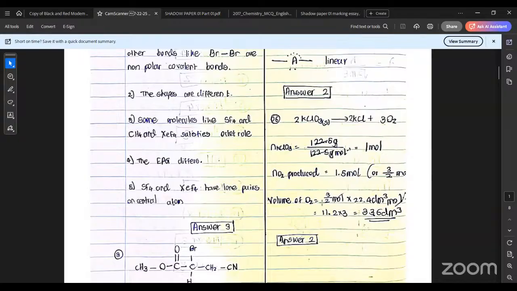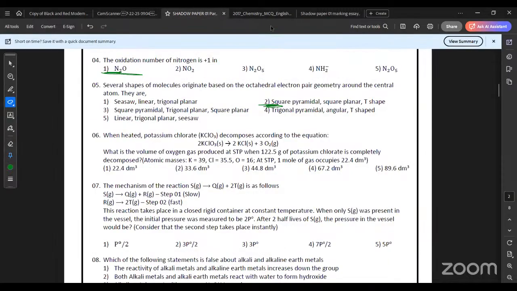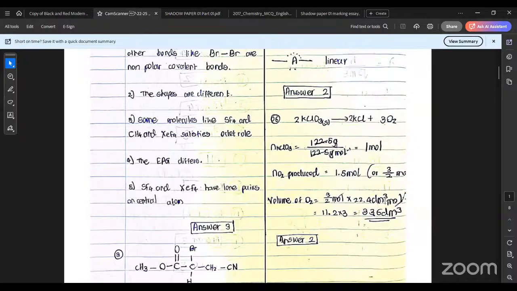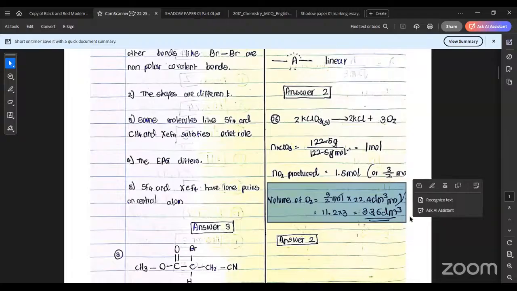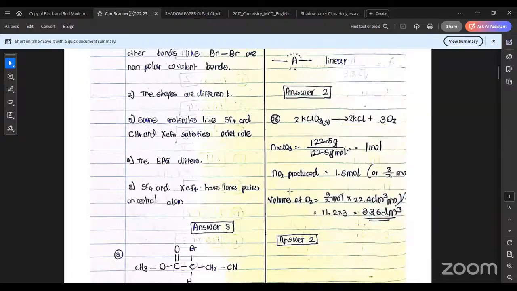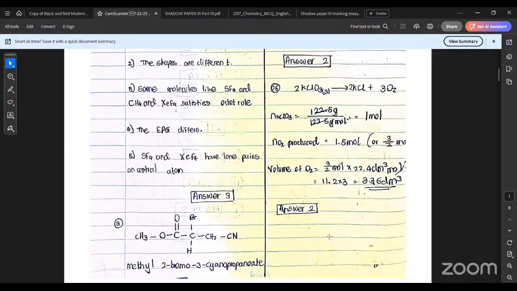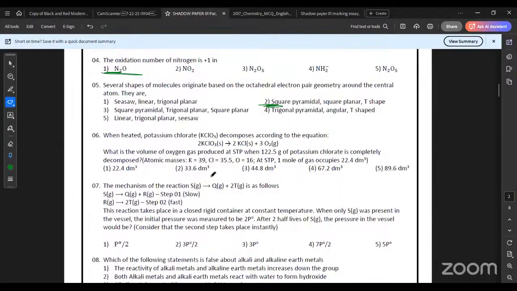Volume of oxygen: now they are saying it is standard conditions, STP, standard temperature and pressure. In standard temperature and pressure, what is the molar volume of oxygen? 22.4 cubic decimeter per mole. Here you go, right? So you multiply with that one and you get the volume of oxygen. This is very famous in chemical calculations and in gases questions. So don't miss it. Answer is answer number 2, 33.6.